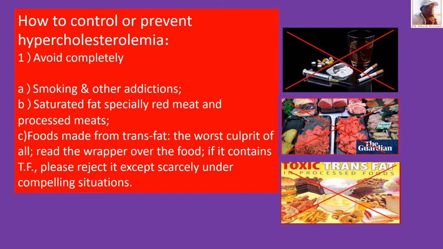B. Saturated fat, especially red meat and processed meat. You have to avoid this also. You can take these occasionally, but overall you have to avoid this. See, foods made of trans fat, the worst culprit of all. Read the wrapper over the food. If it contains trans fat, please reject it except scarcely under compelling situations.